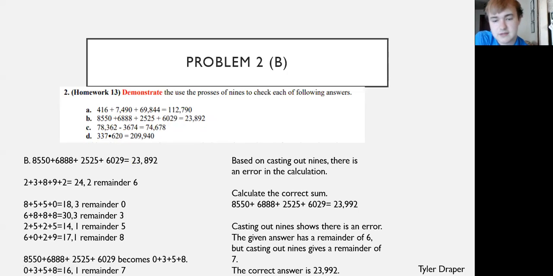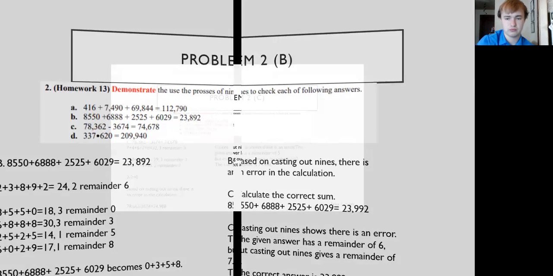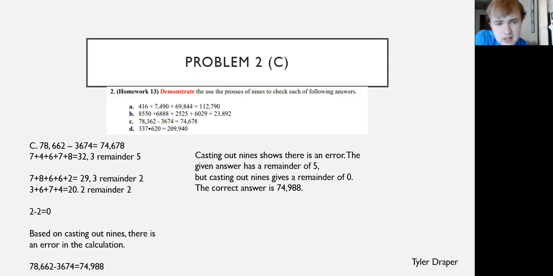So casting out 9s, the given answer has a remainder of 6 right here. We found a remainder of 7. The correct answer is 23,992. Okay, now we're going to do some subtraction.